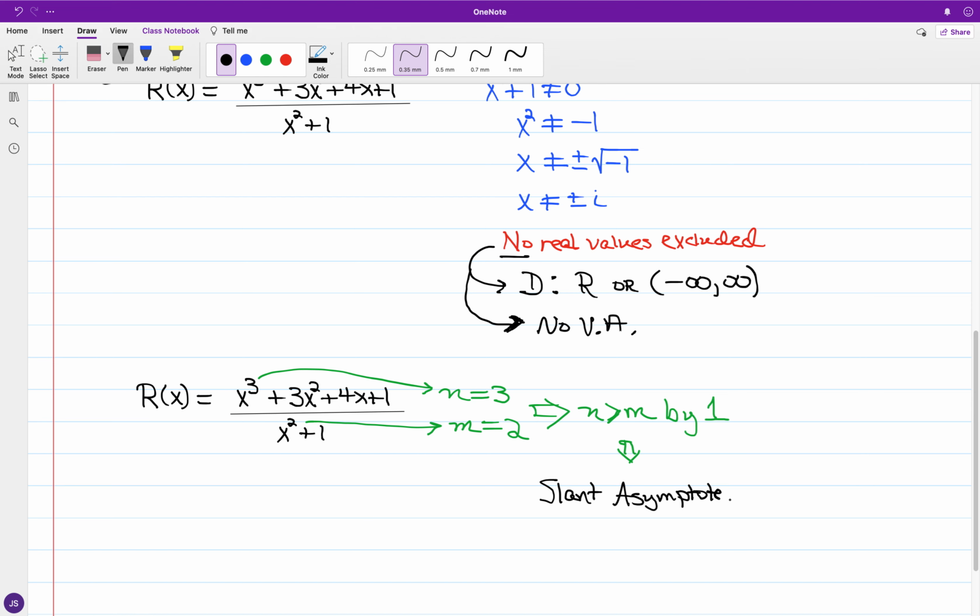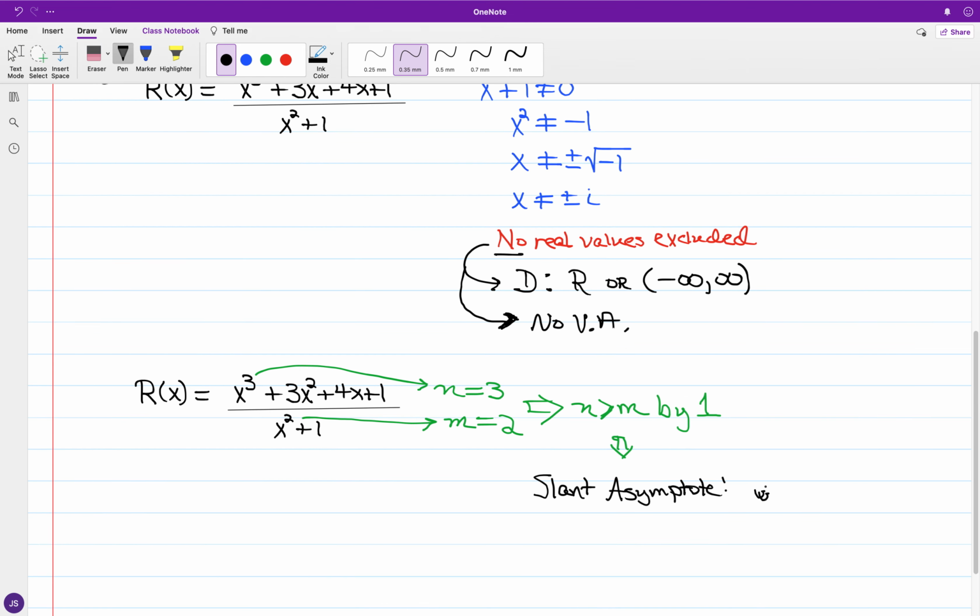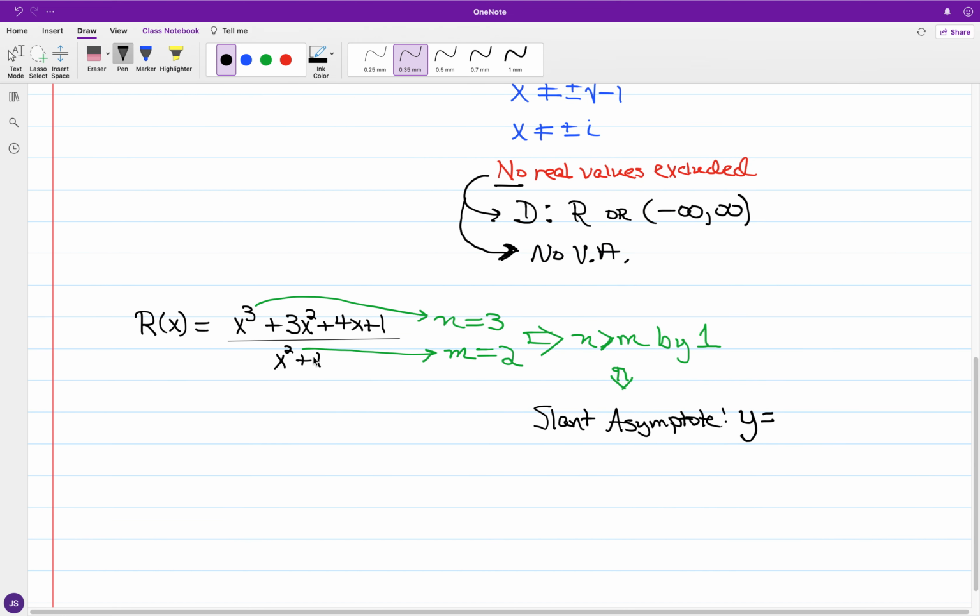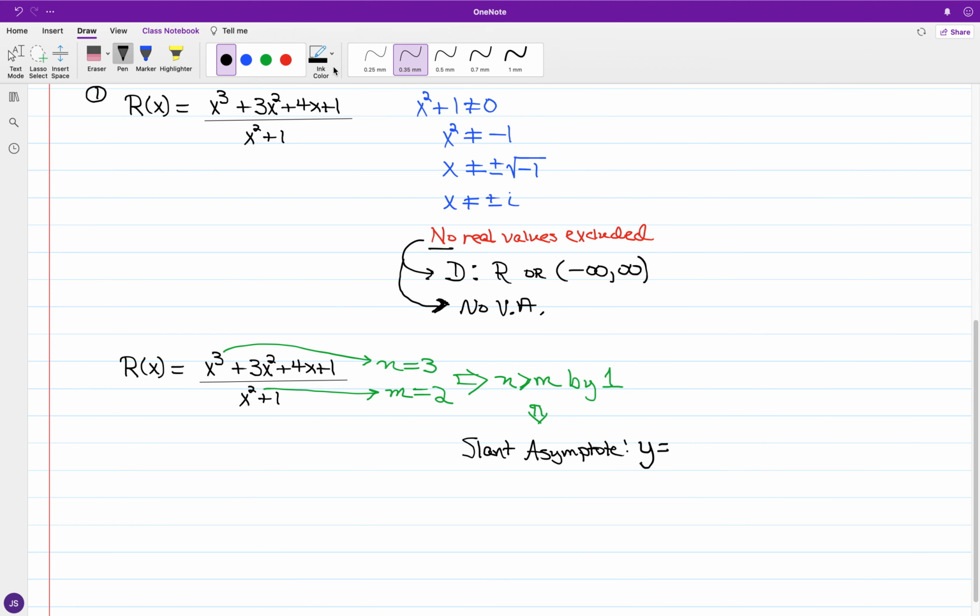And just to restate, we have a slant asymptote, and this is going to be a straight line. Again, y is going to be equal to the quotient result of taking x squared plus 1 into this 4-term polynomial. Okay, so I'm just going to repeat here.